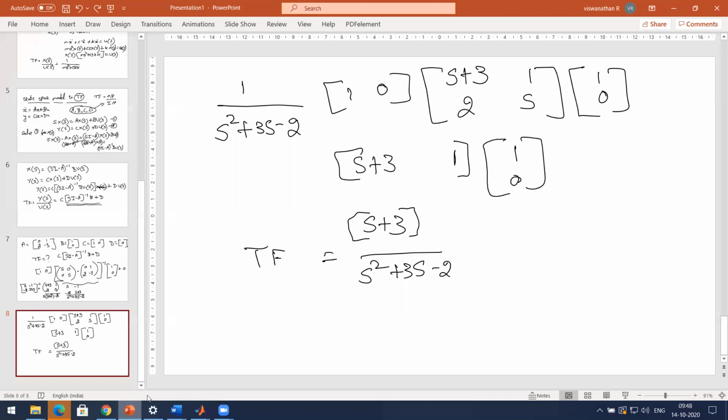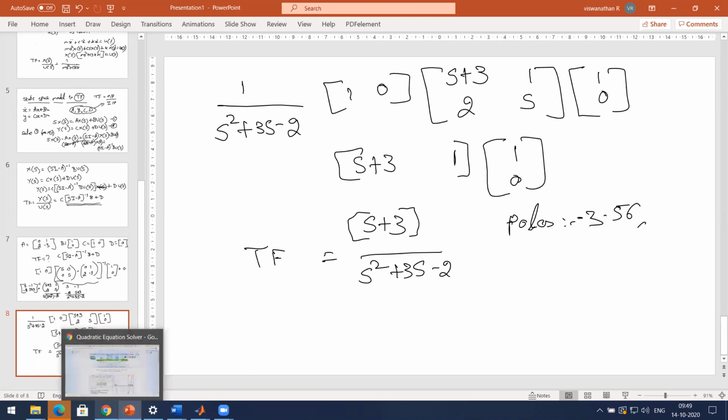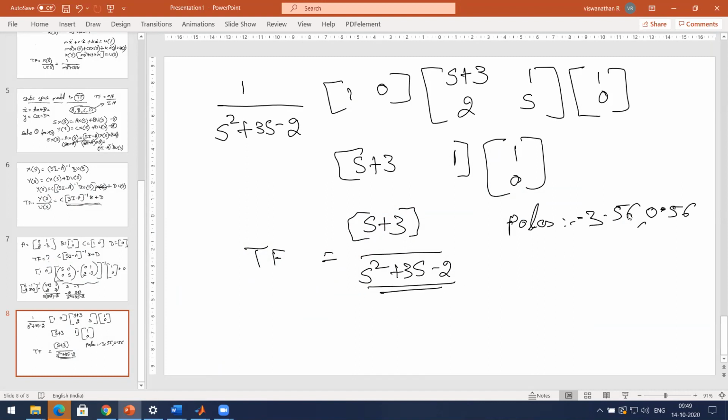Now, those are the poles of this equation. So the poles are at minus 3.56 and at 0.56. These are the two poles of this transfer function. So another way of getting these roots is through the problem which we have taken, A, B, C, D.